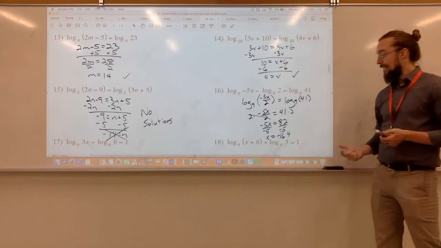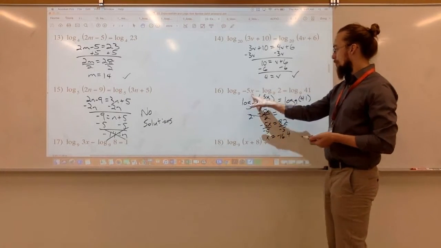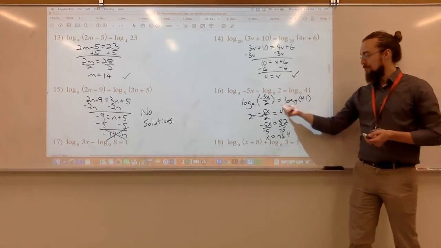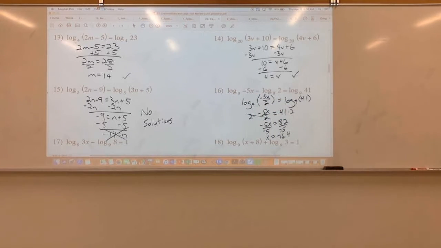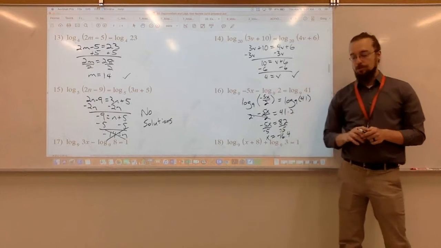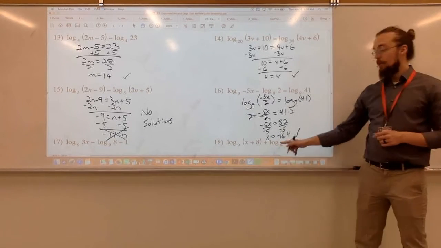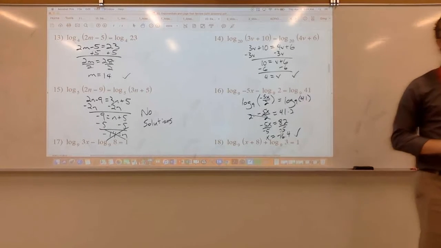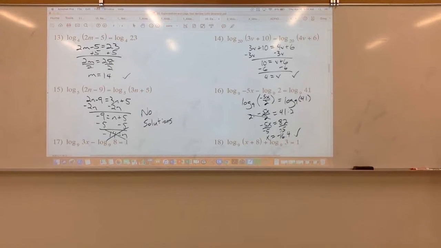But then again, we need to check and make sure this works. So the only place I have an x in my original problem is right here. So I would take negative 16.4 and plug it in for x. Negative 5 times negative 16.4 gets me a positive 82. So that works. It's good. Remember, our answer can be negative. That is possible. Our answer can be negative as long as we don't get a negative value inside of the log when we plug it back in. All right.